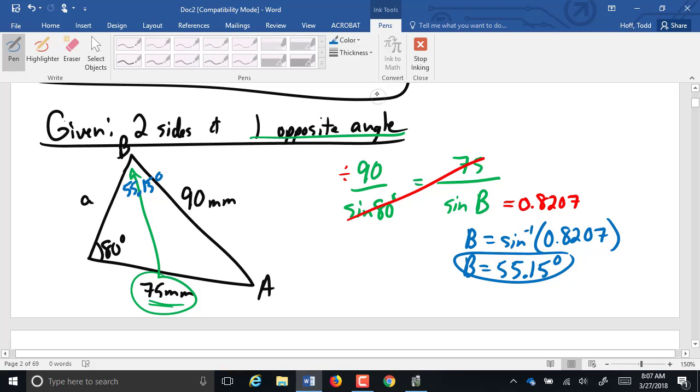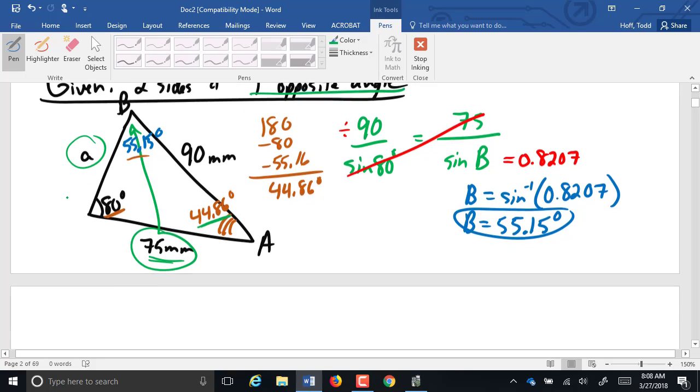Now, so far we have tried to avoid using calculated values to calculate other values because of the round off errors. We can't avoid that anymore. We now have to find angle A here, and the only way to find angle A is 180 minus this angle minus the one we just found, which is going to give us 44.86 degrees. And we're also going to have to use that angle to find side A.